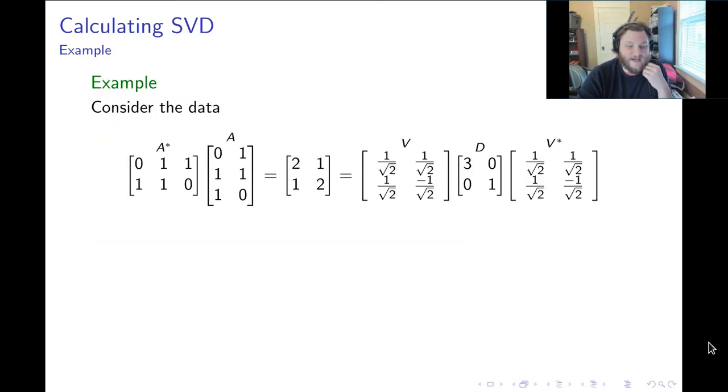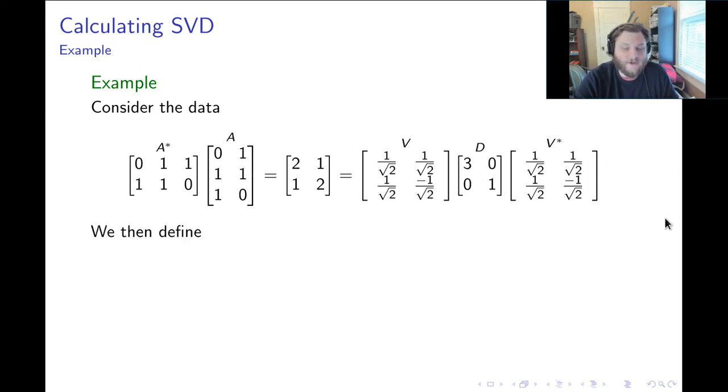Let's see this in an example. So I'm starting this example with a spectral factorization of the Gramian of a matrix. So here the matrix I'm studying is the 3x2 matrix, A here. I'm starting by taking the Gramian, A star times A, which is this matrix 2, 1, 1, 2. And then I went ahead and calculated a spectral factorization of this matrix. So here V is this 2x2 matrix. And what we're finding in this spectral factorization is that the eigenvalues of the Gramian are 3 and 1.